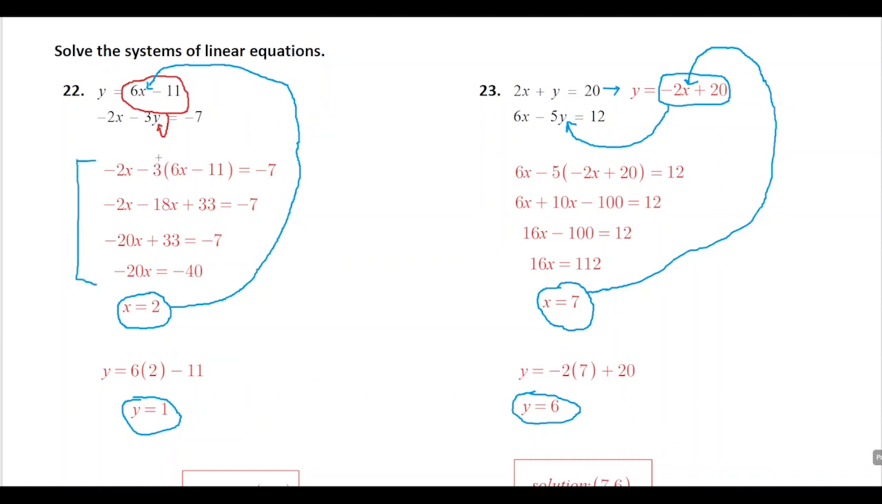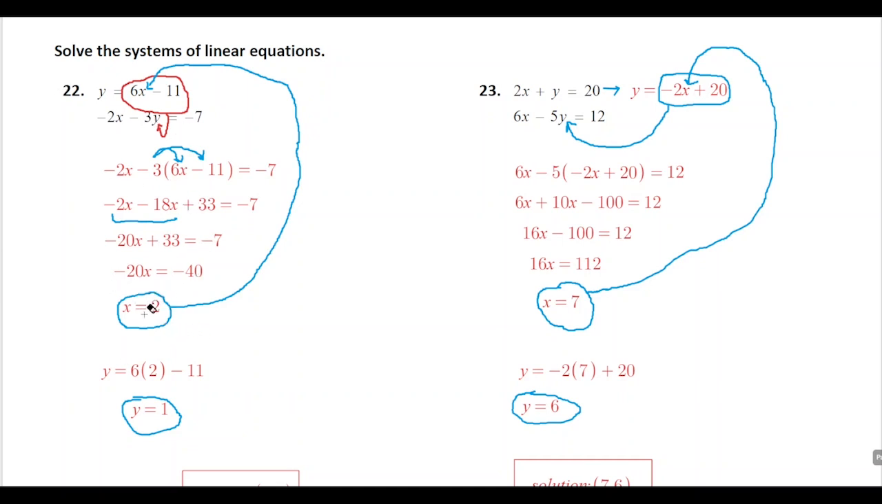I'm distributing the -3, okay? So I'm distributing this to get -18 plus 33. Then I'm combining my like terms to get -20x plus 33. And then subtracting 33, dividing by -20 to get x equals 2. But recall that what we're trying to find here is a point, an xy coordinate where these two lines cross. In other words, a pair of x and y that, if we plug it into either one of these two equations, they'll both be true.